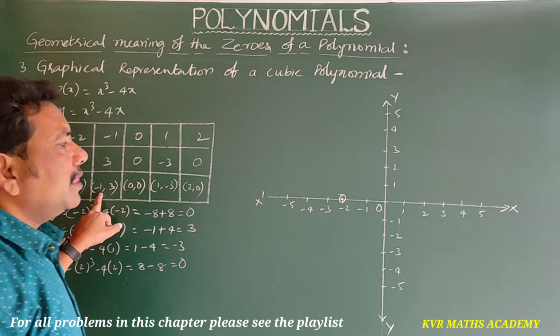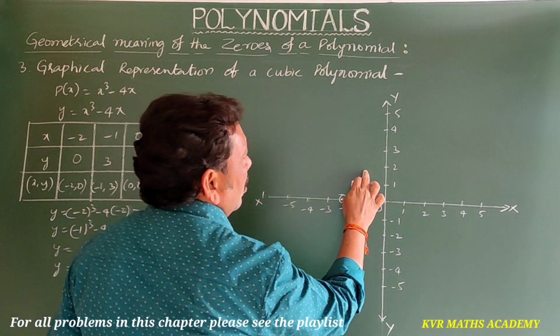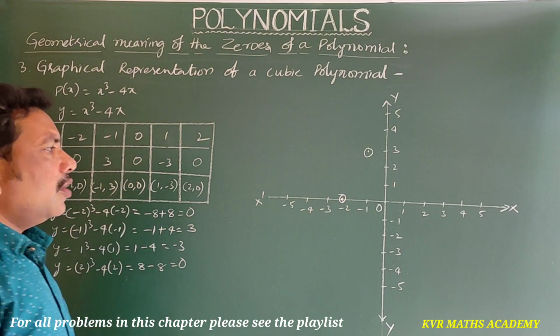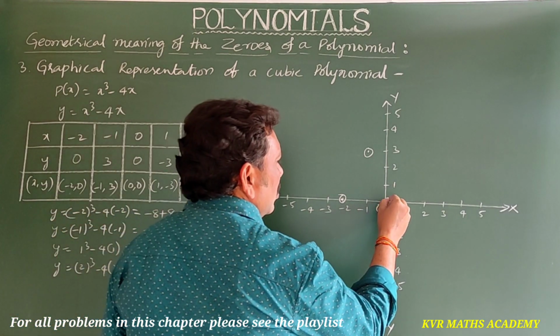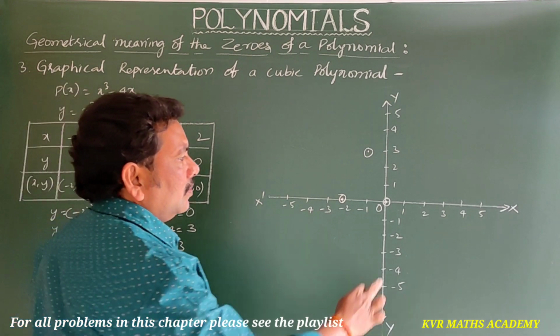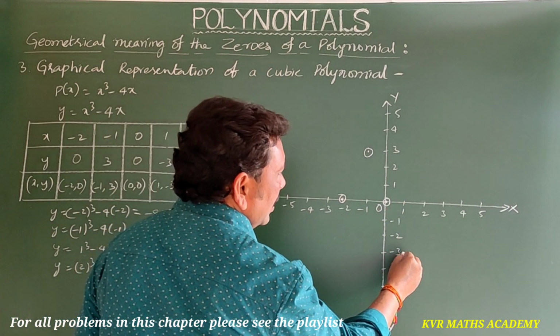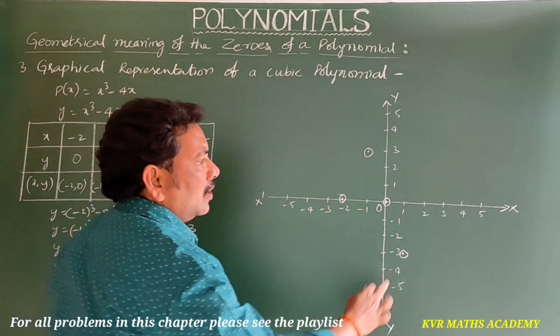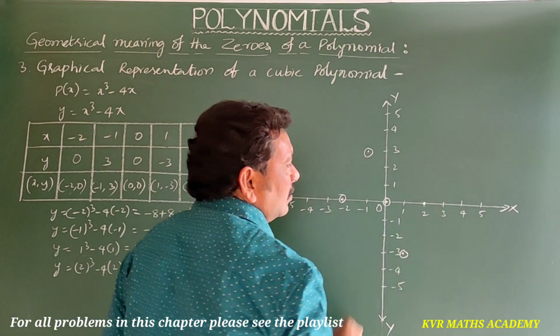Next, minus 1 comma 3. Minus 1 and y coordinate is 3, no? So keep here. Next, 0 comma 0. So this is 0 comma 0. Next, 1 comma minus 3. 1 comma minus 3, here only, na? Yeah. Next, 2 comma 0. 2 comma 0 is this one.